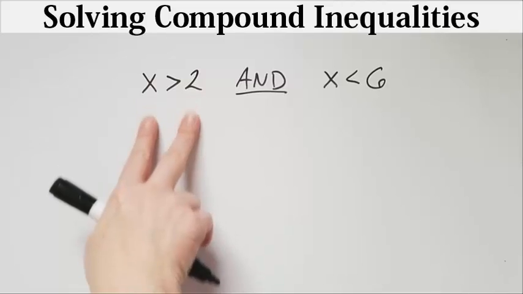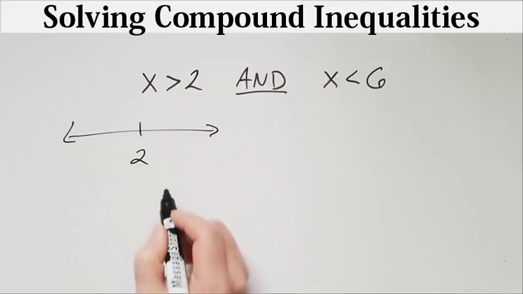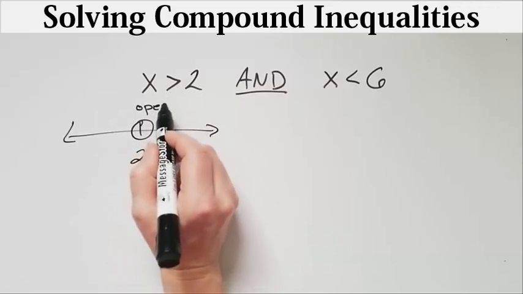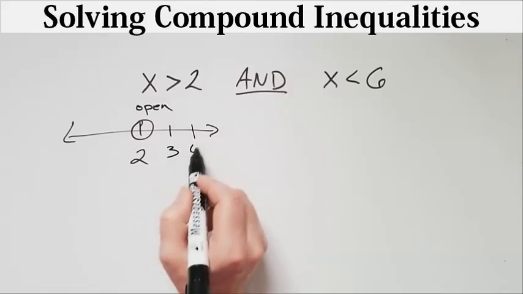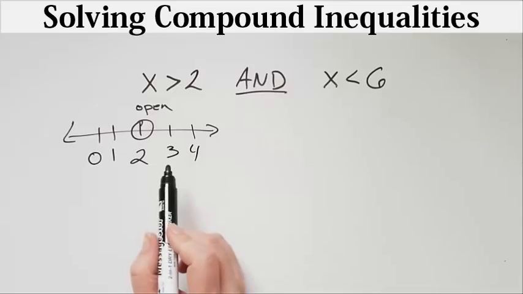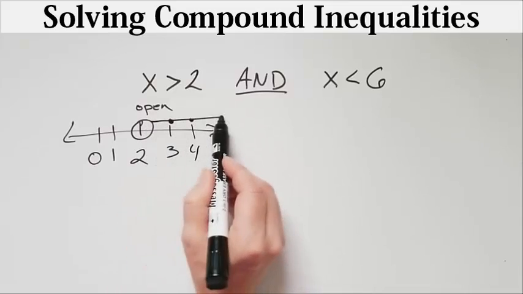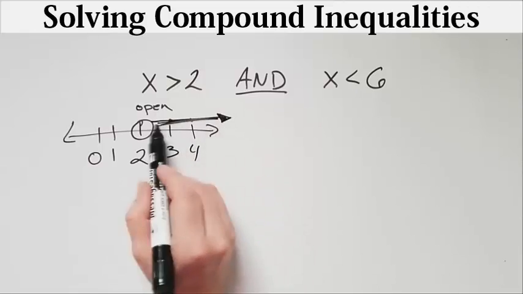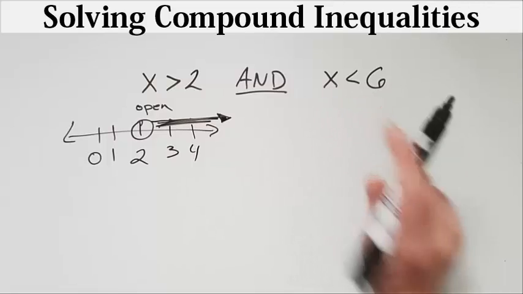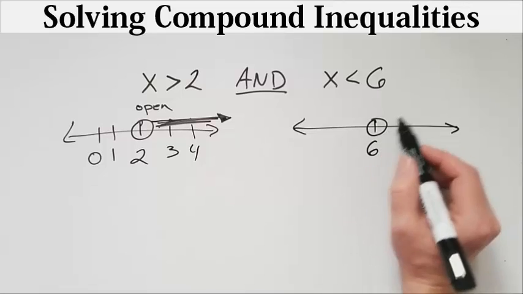So if I were to draw a number line for all the numbers bigger than 2, here's 2 in question. It's open because it's not equal to. You need to color a few to the right and color a few to the left. What numbers are larger than 2? Well, I know 3 is larger. I know 4 is larger. Everything over in this direction is larger than 2. Well, what about numbers that are smaller than 6? This is my number line for numbers that are smaller than 6.